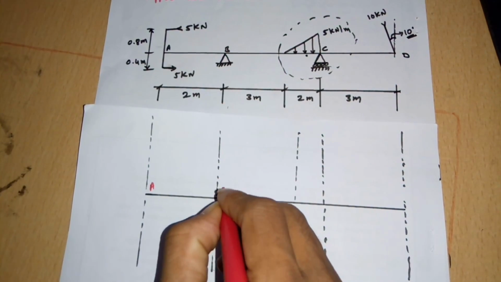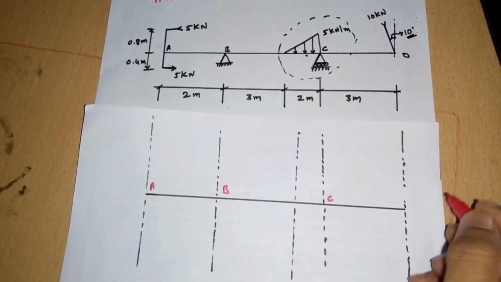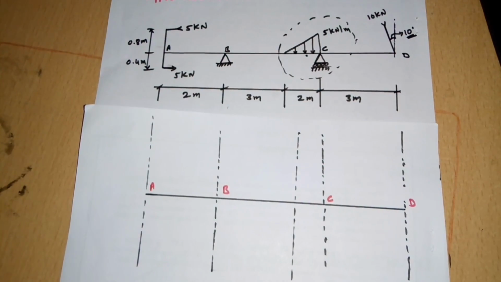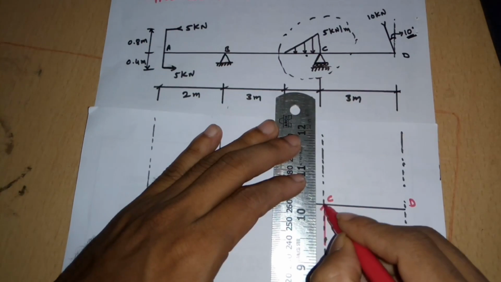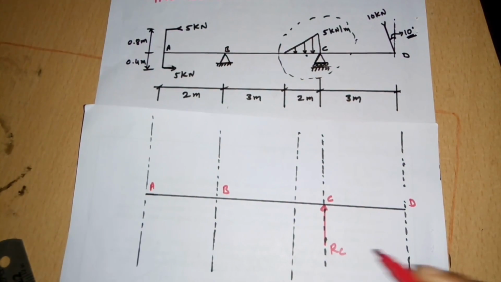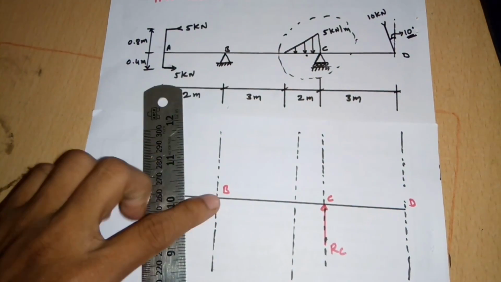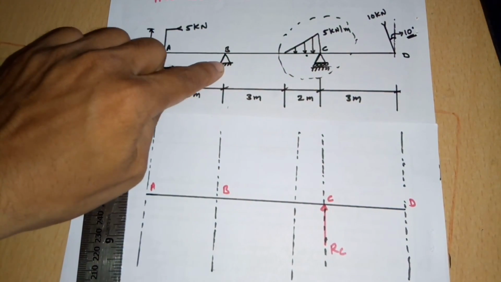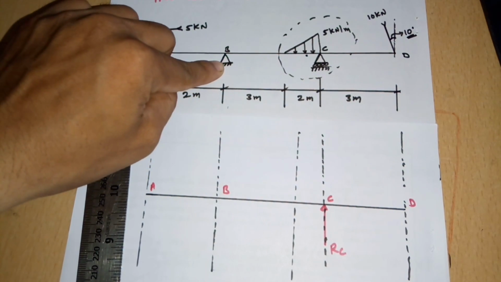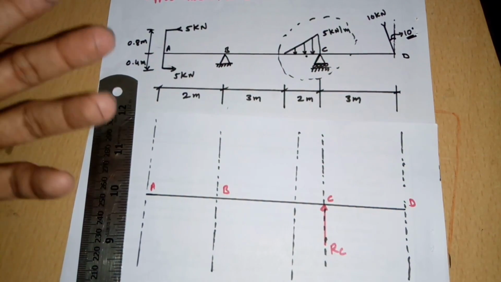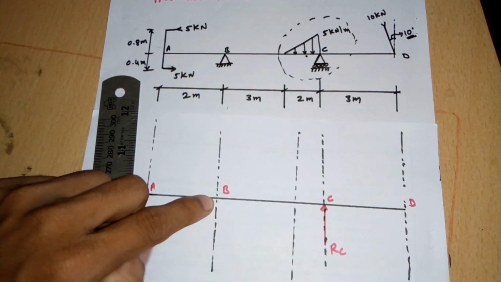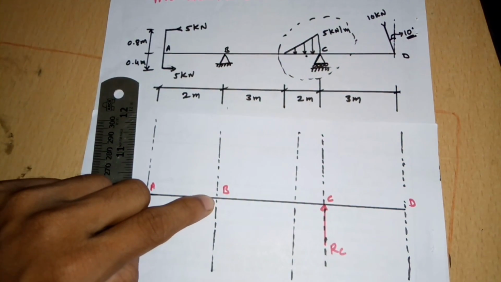Then next, it is A, it is B, it is C, it is D. At the point C it's a roller support, so here it will have one reaction, that is RC. Then B is supported by a hinge or pin support. This type of support will have two reactions. In case the horizontal reaction is absent, then this type of support will also have only one reaction.